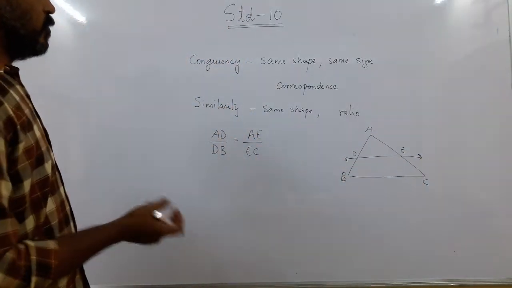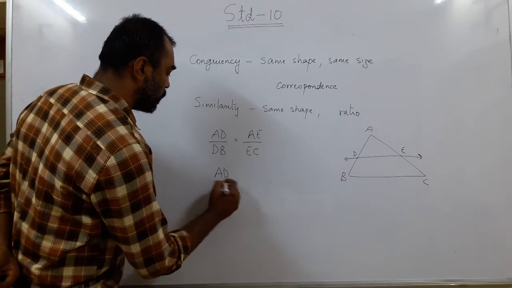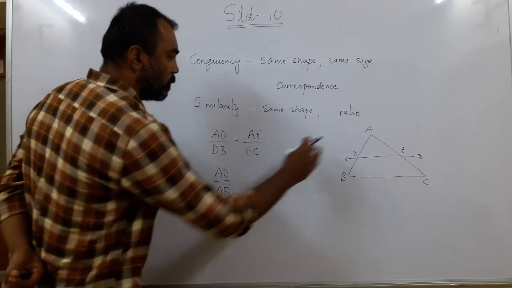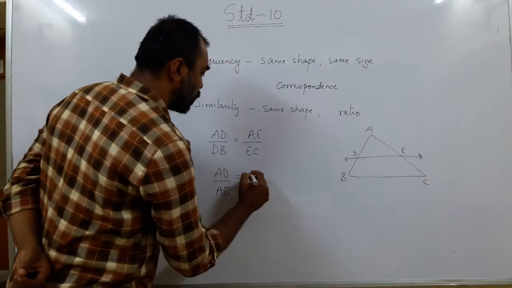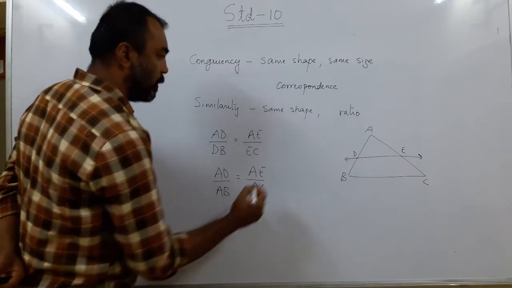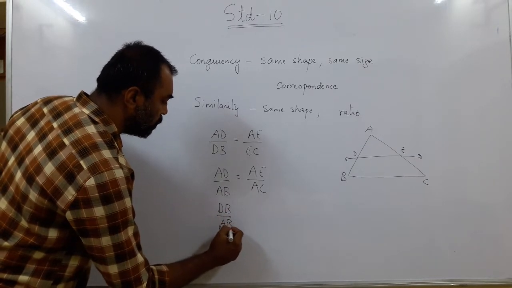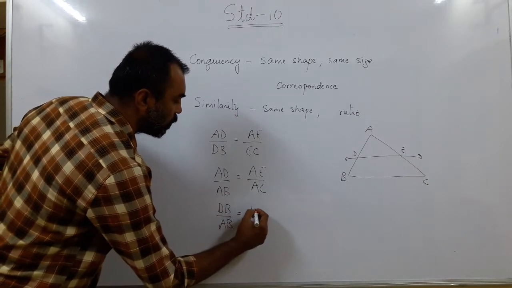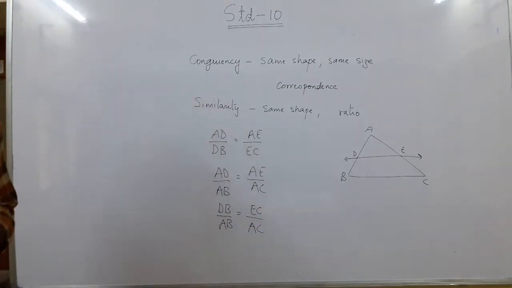But from that, we deduced two more results. Which results were those? AD upon AB, part on the whole, equal to AE upon AC, part on the whole. The top part upon the whole is equal to the top part upon the whole. And the bottom part over the whole is equal to the other side's bottom part over the whole. So this is what we derived.